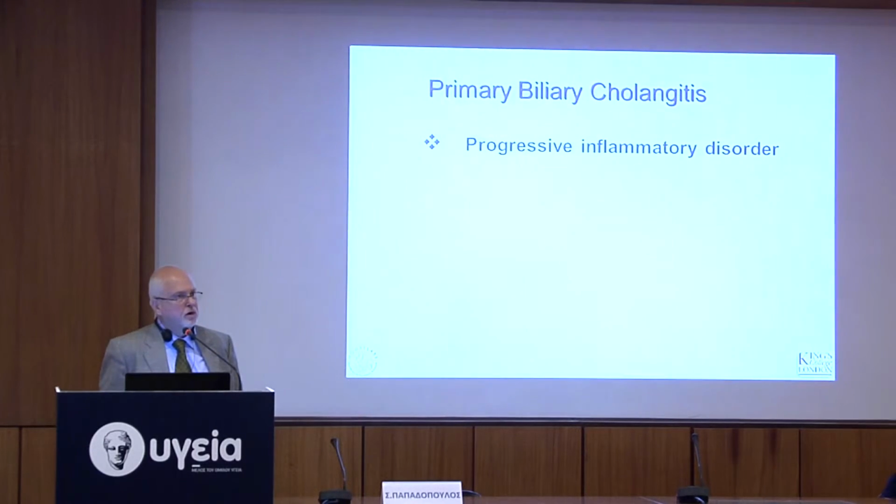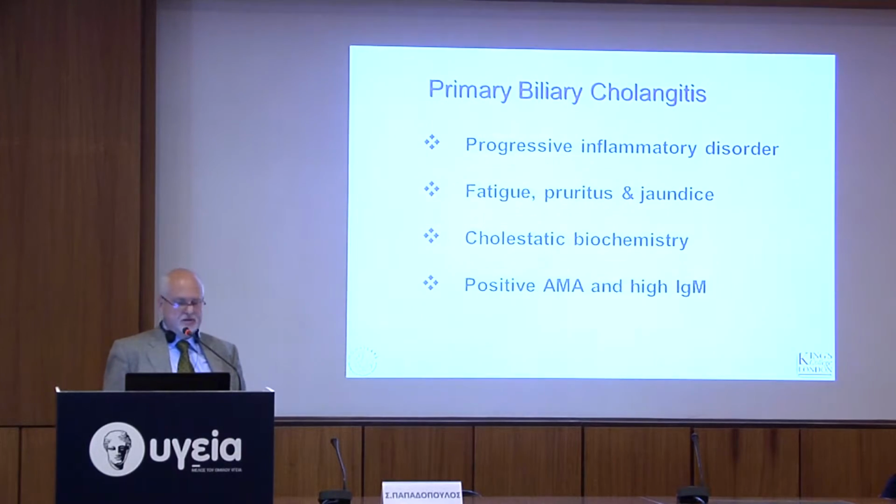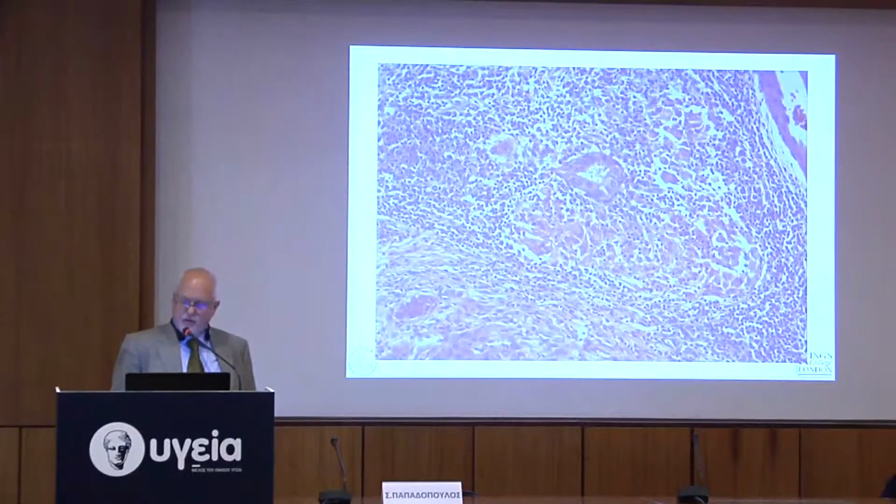Let's move to what used to be called, until last year, primary biliary cirrhosis, now primary biliary cholangitis: progressive inflammatory disorders, fatigue, pruritus, jaundice, as you know, cholestatic biochemistry, positivity for antimitochondrial antibody, and elevated level of immunoglobulin M, not G, but M. If you look at the biopsy, you see the bile duct not in a very good condition. You see also a granuloma and an enormous infiltrate of immunocompetent cells.